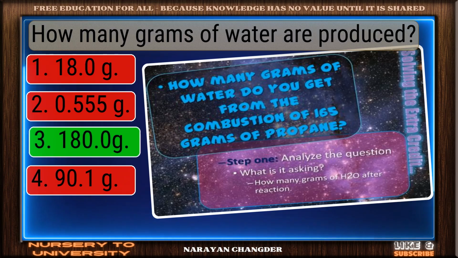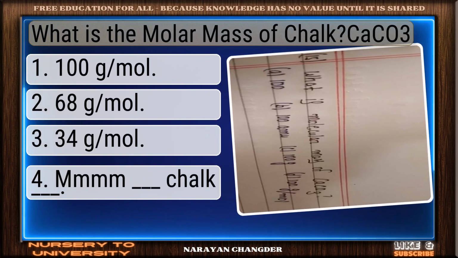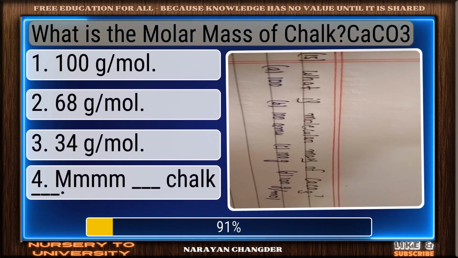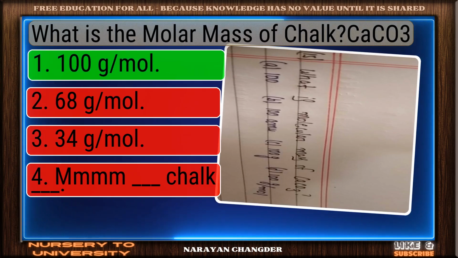Well done. 180.0 is the right choice. What is the molar mass of chalk? CaCO3. Sharp thinking. 100 g/mol is the right choice.